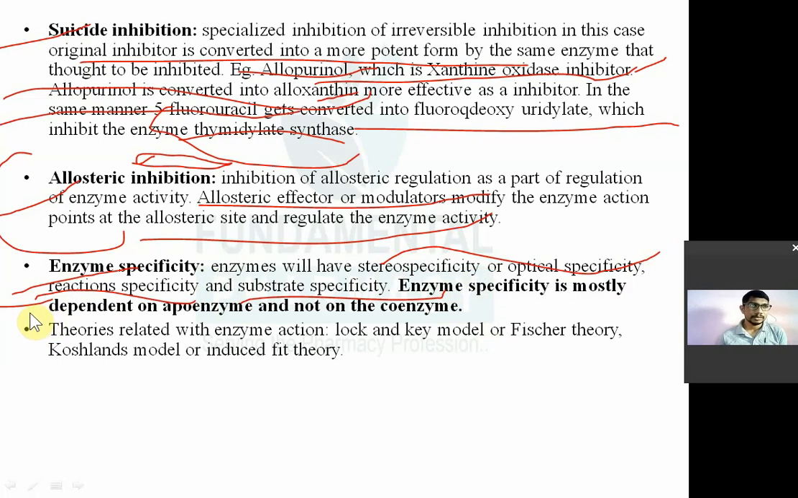For example, with a hydroxylase enzyme there will be hydroxylation, and there will not be oxidation-reduction. So that is known as reaction specificity. What does substrate specificity mean? It will react only with a particular substrate. For example, alcohol dehydrogenase means it will dehydrogenate only alcohol, it will not act on aldehyde or acid. So that is substrate specificity. So enzymes will have stereospecificity or optical specificity, they are reaction specific, they are substrate specific, etc. And remember, enzyme specificity is mostly dependent on the apoenzyme part of the enzyme. Look here, the line is written: enzyme specificity is mostly dependent on the apoenzyme, not on a coenzyme or cofactor.